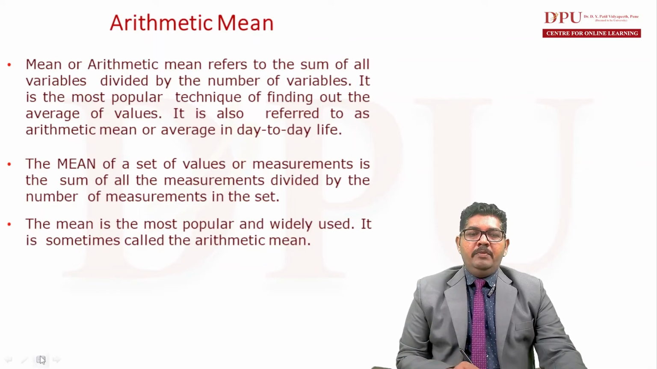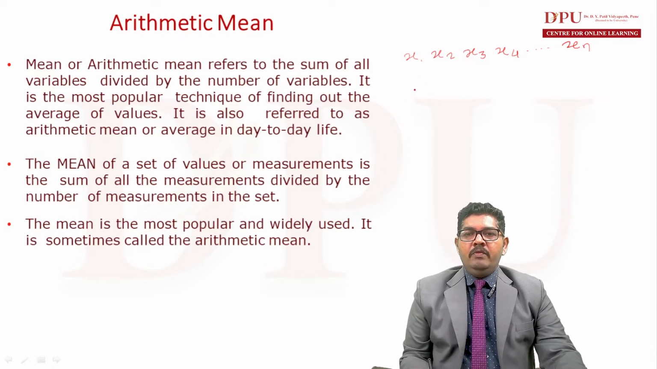Now let me take the pointer so that I can explain it. Suppose we have values x1, x2, x3, x4 up to xn. These are the values of a variable, of which we have to find the arithmetic mean. So how do we find it? Let us again go through this definition. Mean or arithmetic mean refers to the sum of all the variables divided by the number of variables.